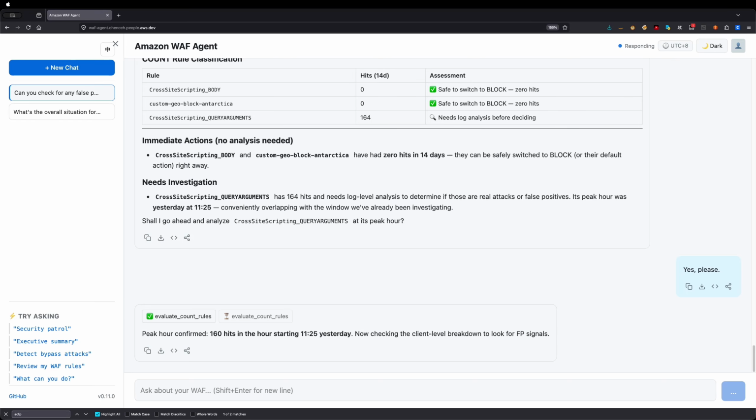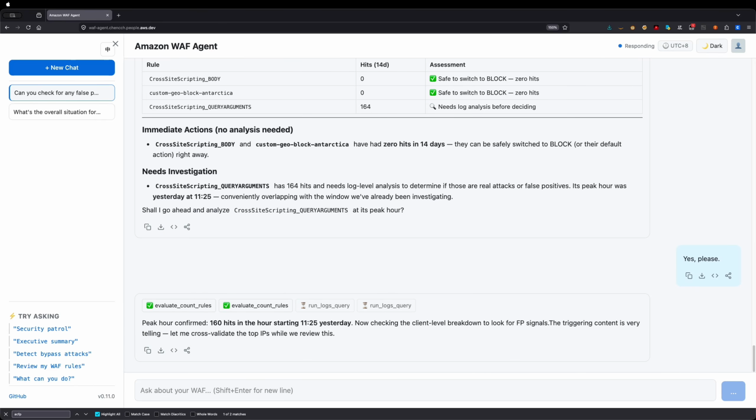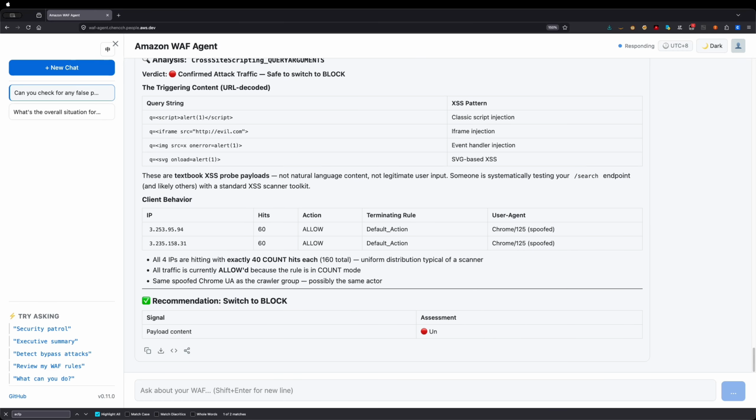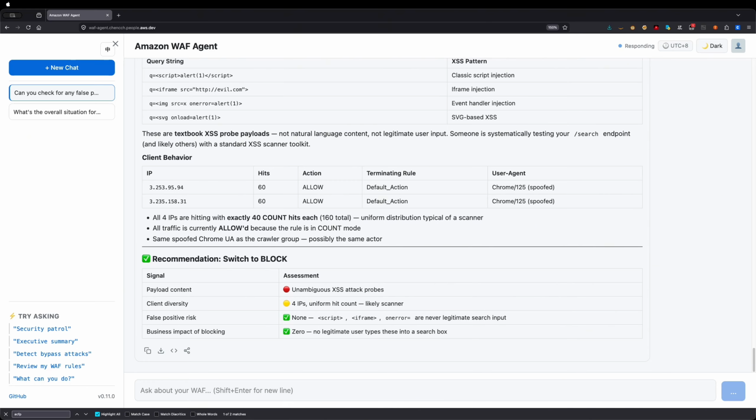The agent first uses CloudWatch metrics to pin down the peak time window, then queries the logs to cross-check for false positives. Now it's checking a few of the top IPs. Finally, the agent confirms these are real attacks and lists the XSS patterns it found.